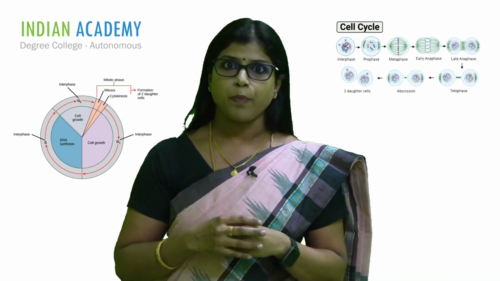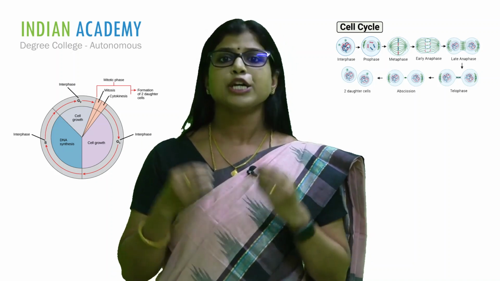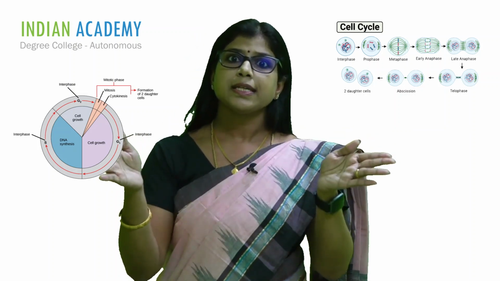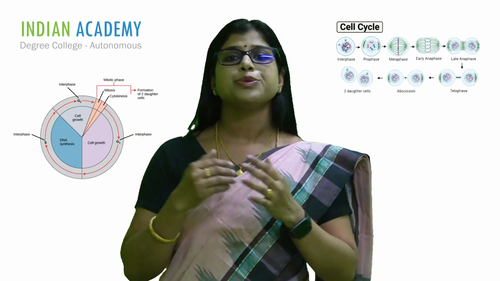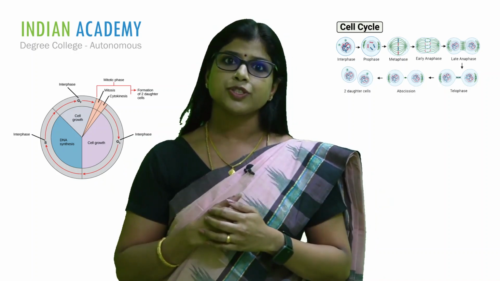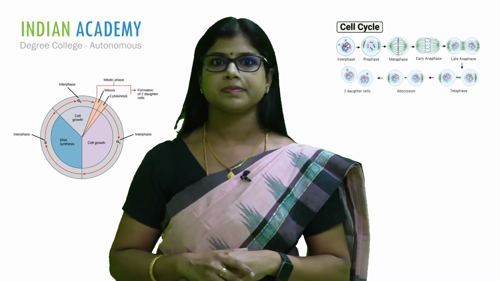This spindle checkpoint ensures that the spindle fibers get attached effectively to all the centromeres of the chromosomes, so that they are split equally and distributed during the karyokinesis. Therefore, at the end of mitotic division, we get two daughter cells from each of the parents.